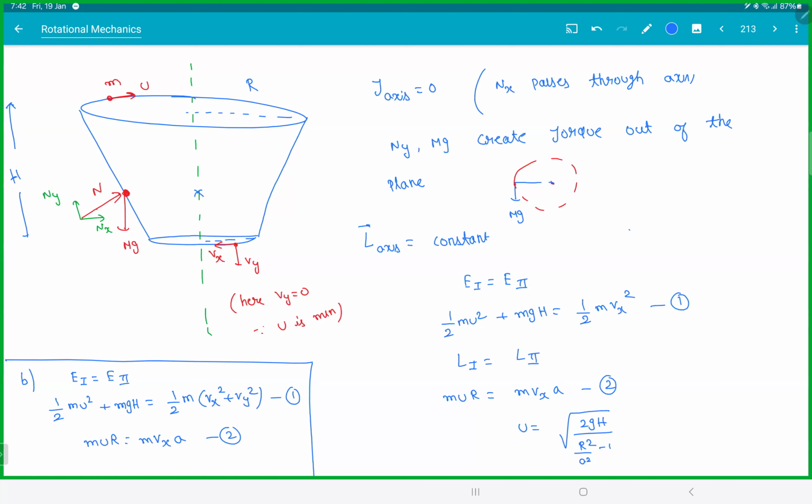Let's see one more. Turn the page. Any doubts on this? Everyone got this right?